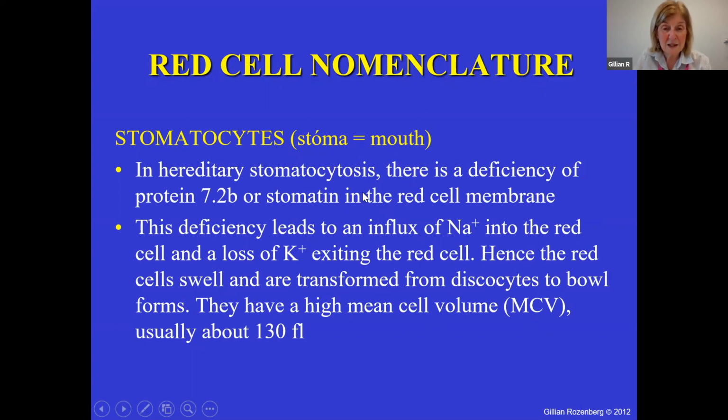In hereditary stomatocytosis, there is a deficiency of protein 7.2b or stomatin in the red cell membrane. This deficiency leads to an influx of sodium into the red cell and a loss of potassium exiting the red cell. Hence, the red cell swells and they're transformed from discocytes to bowl forms. They have a high mean cell volume, usually about 130 and can go to 150 femtoliters.